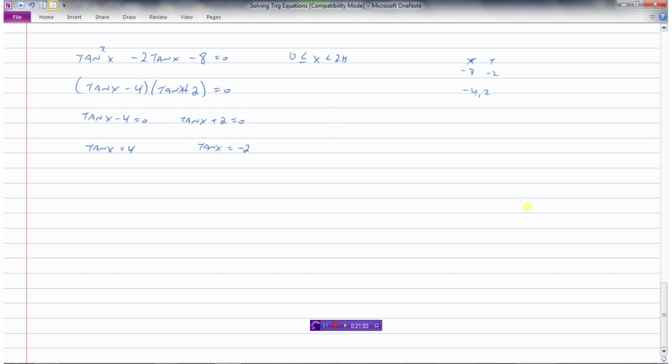Instead, we're going to need to use a scientific calculator to figure out what these answers are. So we know that tan is positive here, so we would be able to find an answer in this quadrant and one in this quadrant. And for the second part here, tan x is negative 2. Tan would be negative in this quadrant because sine is positive, and it would be negative in this quadrant because cosine is positive.